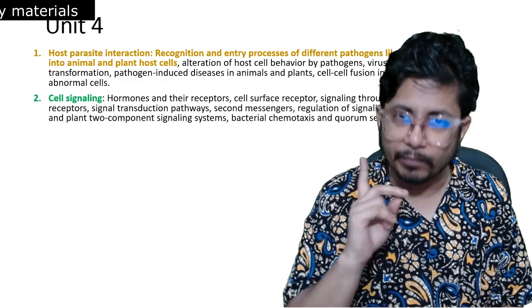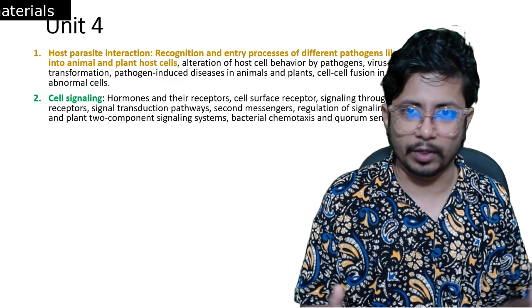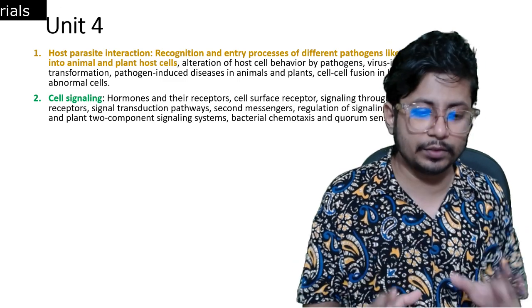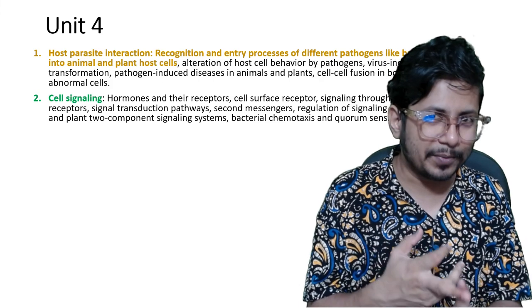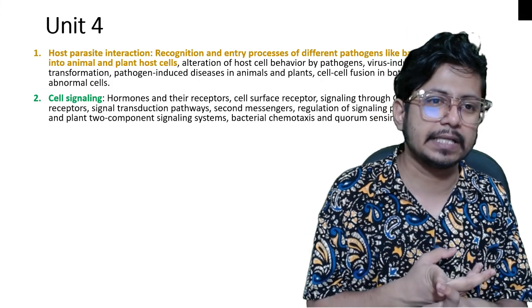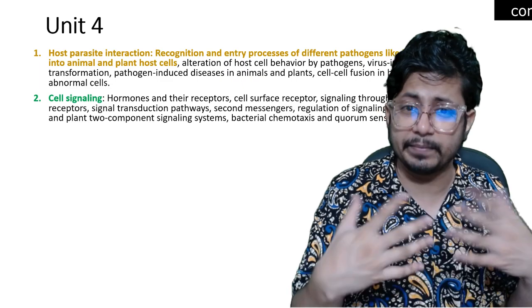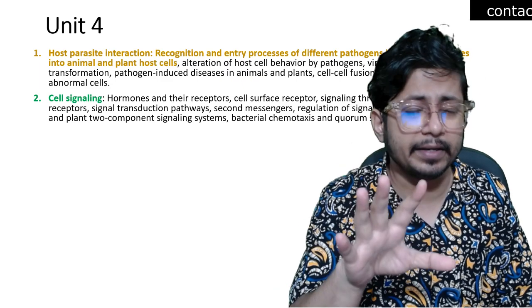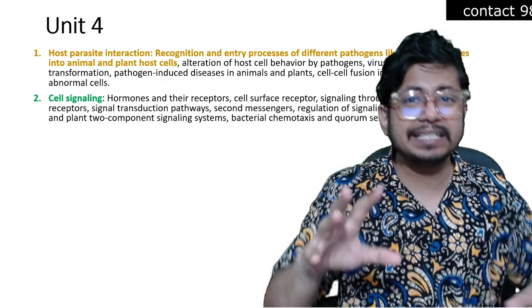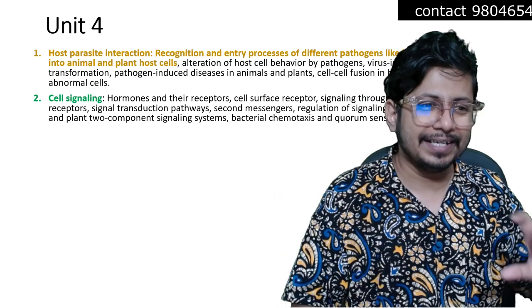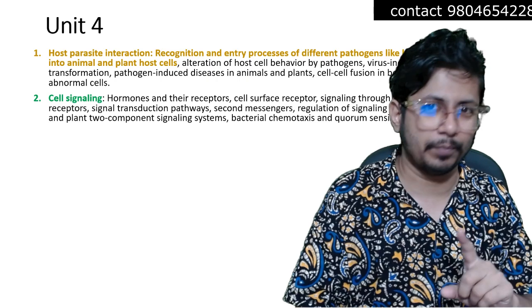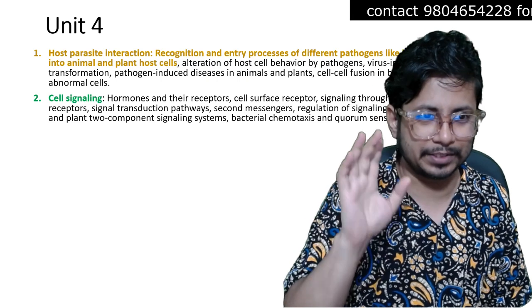Next is cell signaling, most important among all the topics out there. Cell signaling part, individual cell signaling processes, hormone signaling, cell surface receptor, G protein coupled receptor, receptor tyrosine kinase, signal transduction pathway, second messengers, all these things are really, really important. They ask a lot of questions, and any cell signaling pathway that leads to cancer, that leads to the overgrowth of the cell, is even more important. So keep this in your mind.